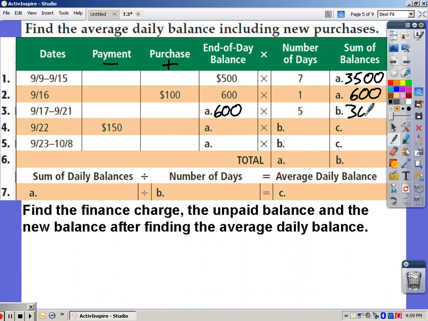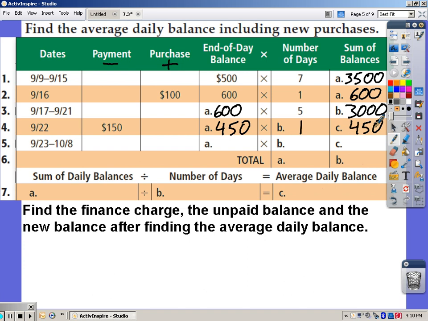3,000. Okay? Now, my ending balance on the 21st was $600. I made a payment. 600 minus 150 is 450. Times, how many days was this? 9/22. That counted for 1 day. 450 times 1 is 450.